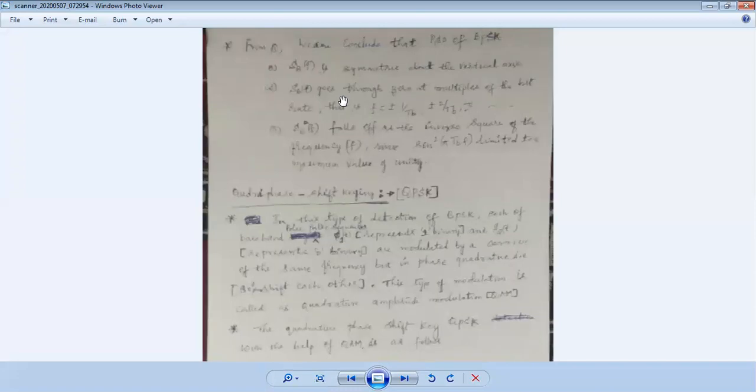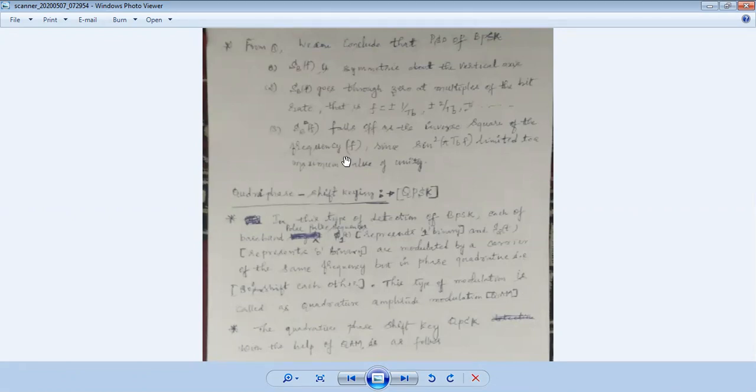Next, from this point of view, SB(f) is symmetric about the vertical axis. From analyzing that fact, SB(f), the power spectral density of BPSK, is symmetric about the vertical axis, passing through 0 and at multiples of the bit rate, that is f equal to 0. This is the value of consideration. Now the time is running out, so we will do the next class.